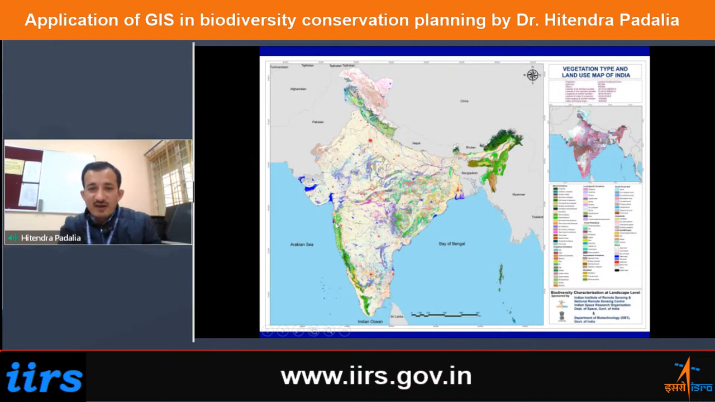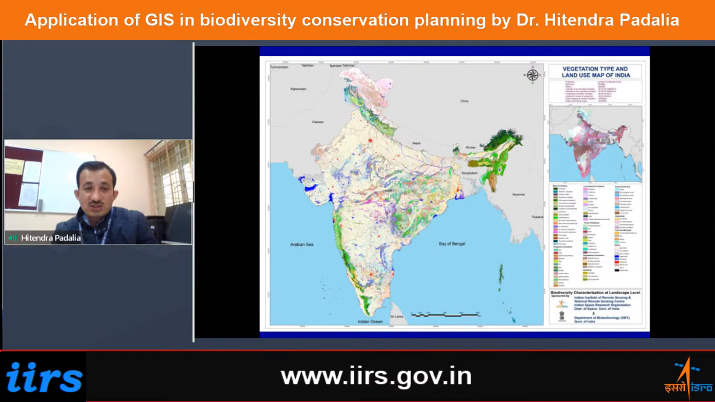Based on your own field knowledge, you can see a lot of classes have been identified in this particular vegetation type map. One vegetation type map was earlier prepared by Champion and Seth, who is considered the pioneer in forest classification in India, and they prepared a broad forest type map for the country. But after that, when satellite remote sensing data was used, these maps were generated, and this is a very detailed map, but still there are local variations in the vegetation type with disturbance.